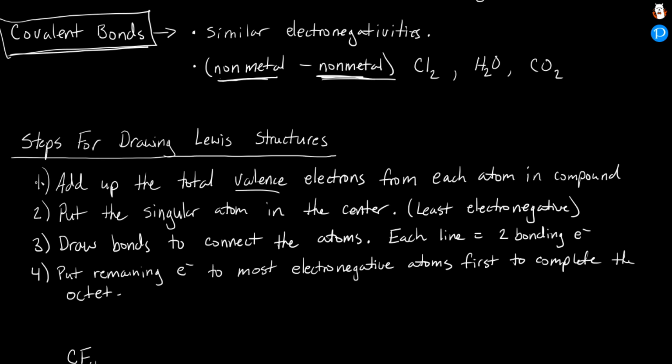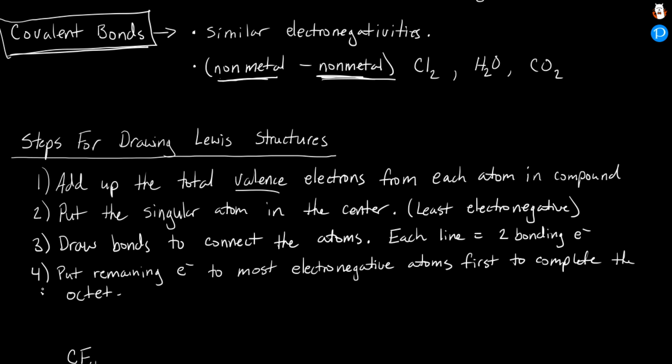The first thing you need to do is add up how many total valence electrons you're getting from each of the atoms in the compound. After that, you're going to put the singular atom in the center, or the one that's the least electronegative, and we'll look at a couple examples here in a second. For the third part, you're just going to draw in the bonds first. So you're going to draw in those lines first to connect the atoms. And remember that each line represents 2 bonding electrons.